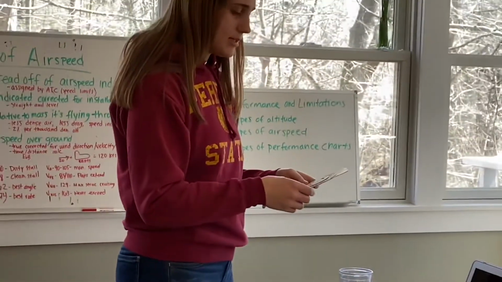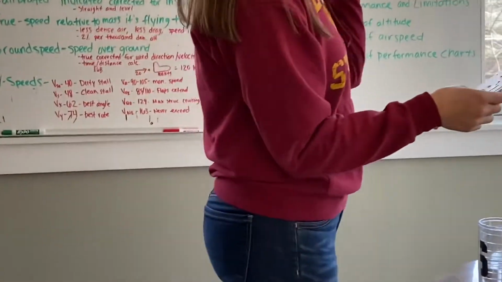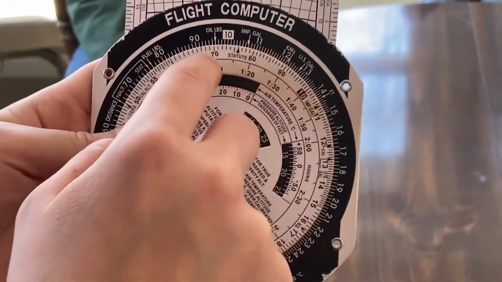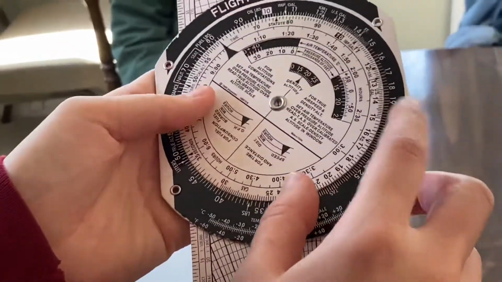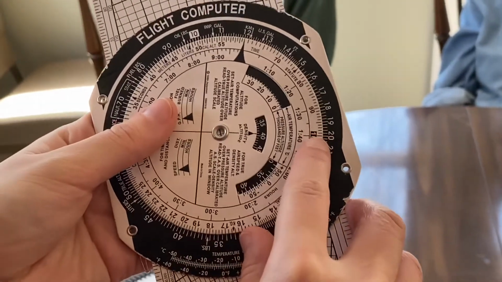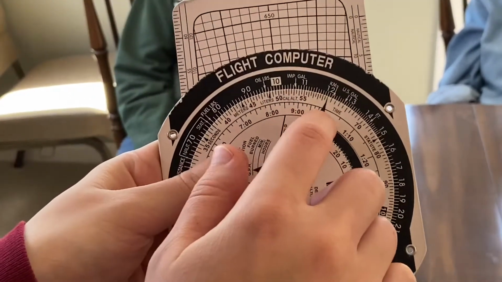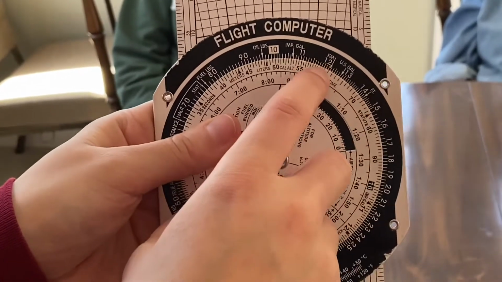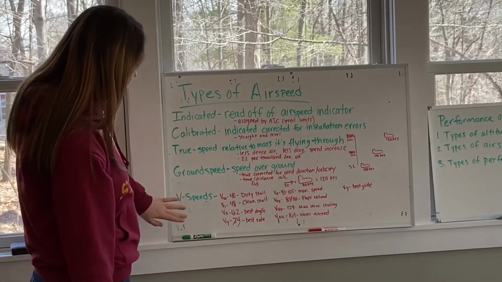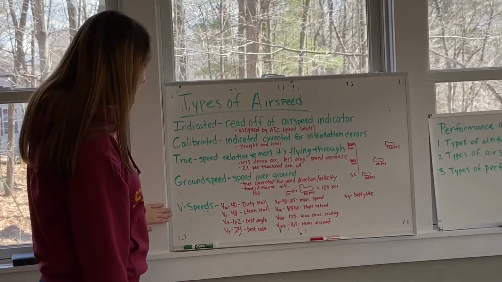Now we're going to look at the E6B. Okay, so this outer ring here is your distance. This inner ring of numbers is how long it took you. So say you went 20 miles in 10 minutes. Your ground speed is wherever this big arrow is, so your ground speed would be 120. Okay. So that's ground speed. Now we're going to talk about the V speeds.